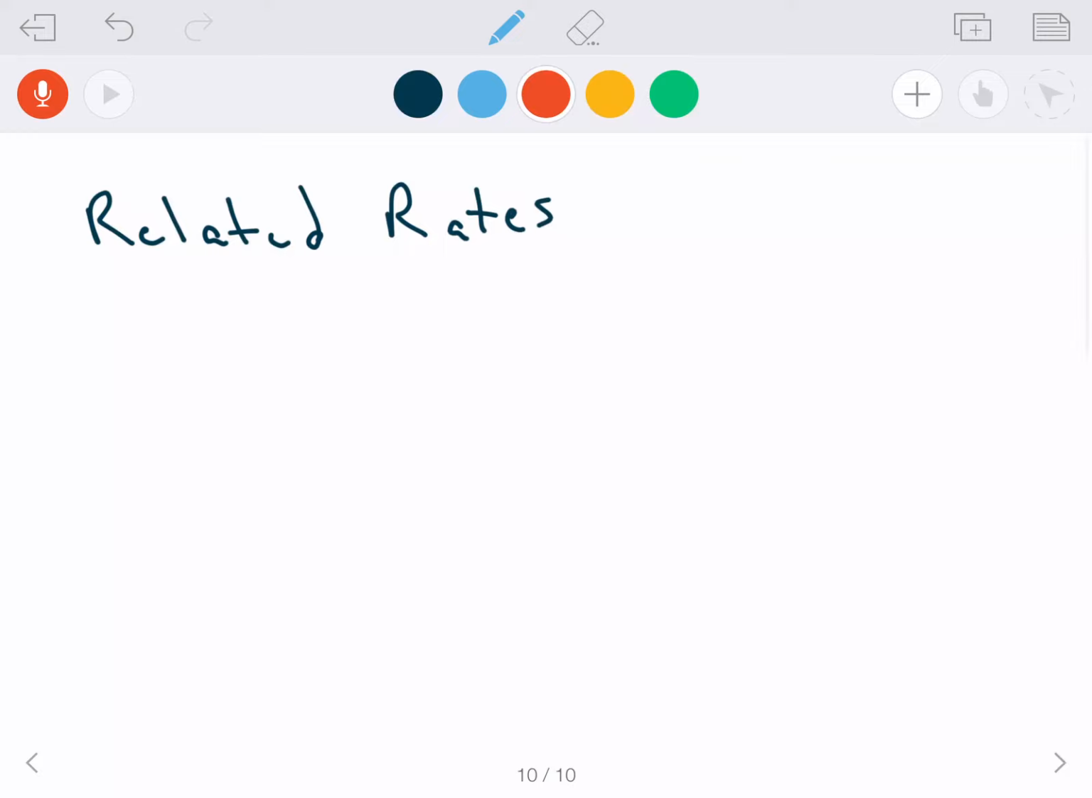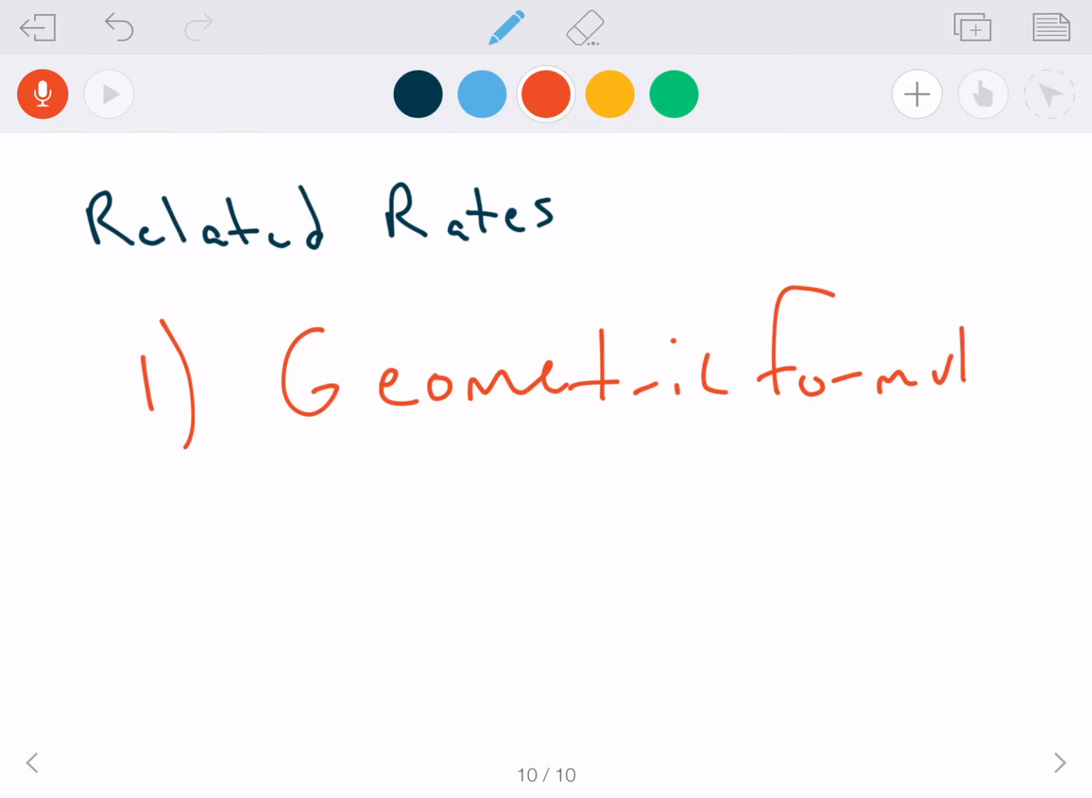And then last set of problems, these were my favorites, the related rates. These are the word problems. These are always word problems. They're the hardest, but we have a good routine for them. Your first step is always to choose a geometric formula that matches whatever shape is happening in this problem. And then your second step is always to differentiate with respect to time.